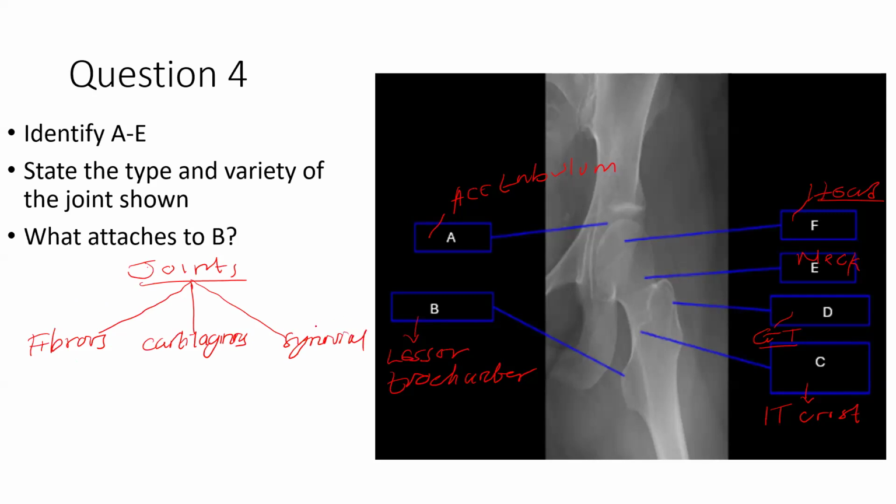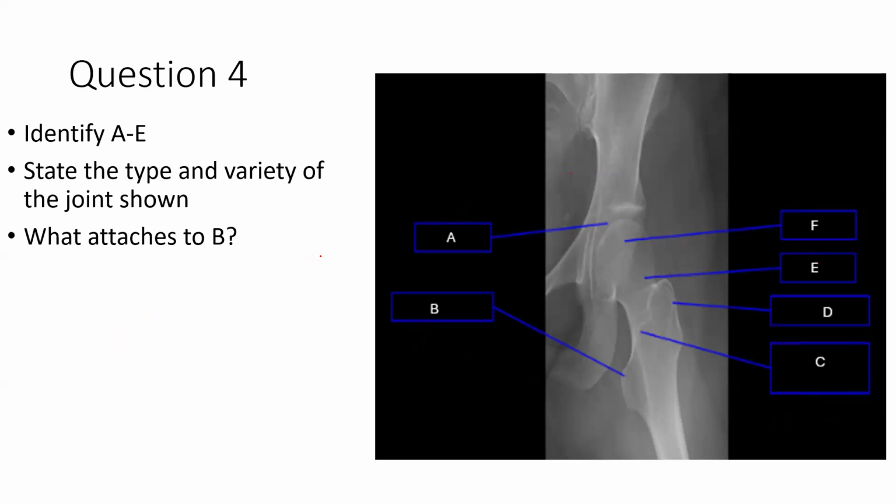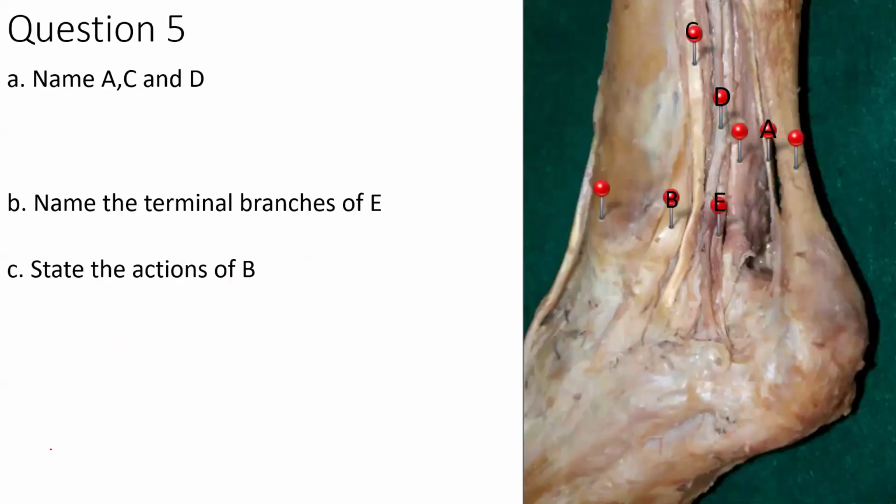Then you are told to go read the 5 cardinal features of a synovial joint. What are the cardinal features of a synovial joint? Tell me, what are the cardinal features? Characteristic features of a synovial joint. Very good. One, presence of a synovial membrane.